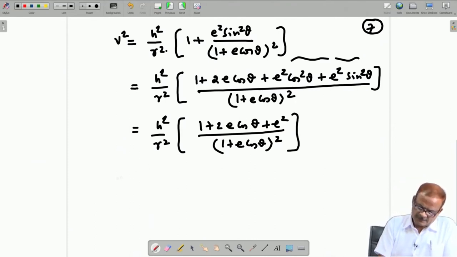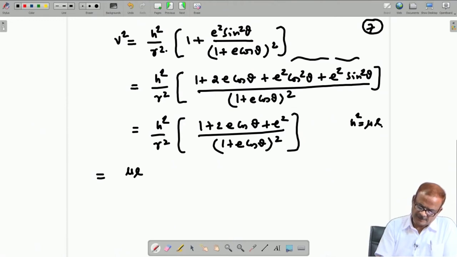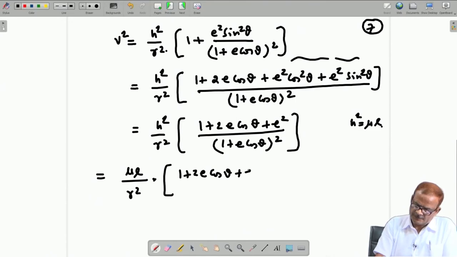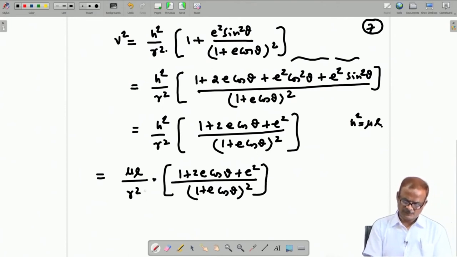And we are aware that h square equal to mu times l. So, we utilize this, put here this as the r square times 1 plus 2 e cos theta plus e square divided by 1 plus e cos theta whole square. Okay. Now, we will do a little simplification here in this place.